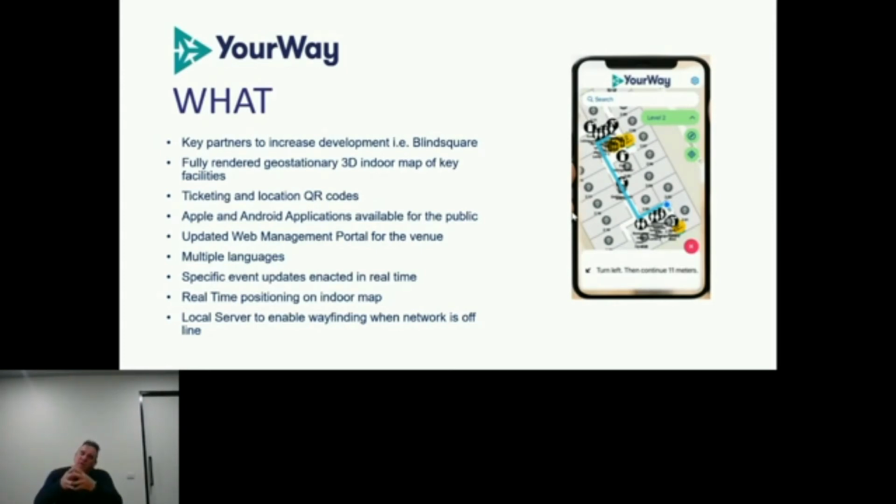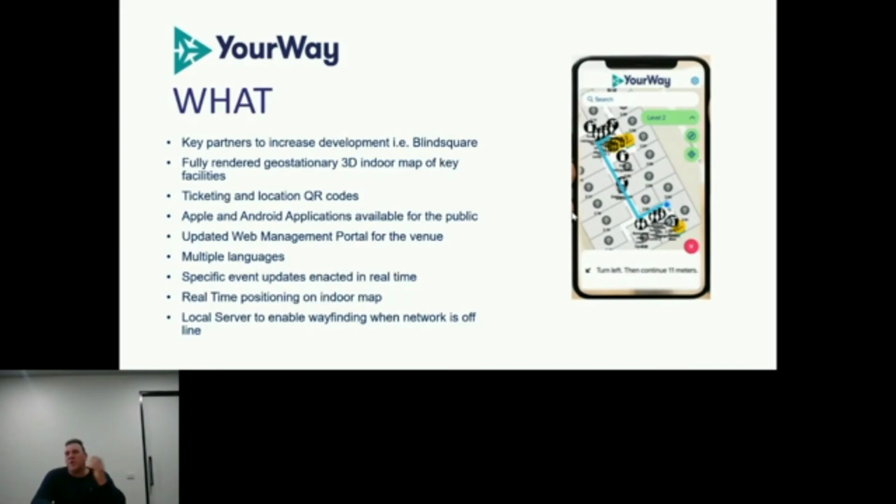So for example, if you go to a venue and we might have Sydney Football Club, we can actually embed our technology into the app that they use when they get to the venue, and they can automatically download where they need to go to get there. So that we're not a branding exercise. They wouldn't even know that Your Way was the brand behind it. Multiple languages, specific event updates, real-time positioning on Indoor Map.